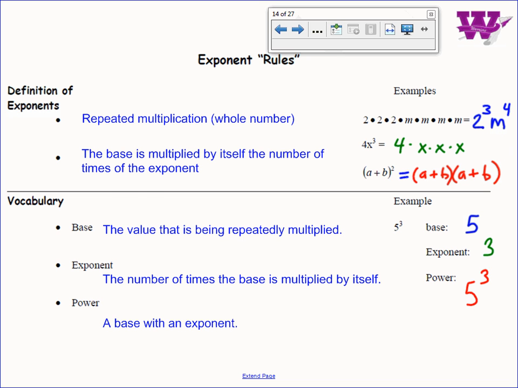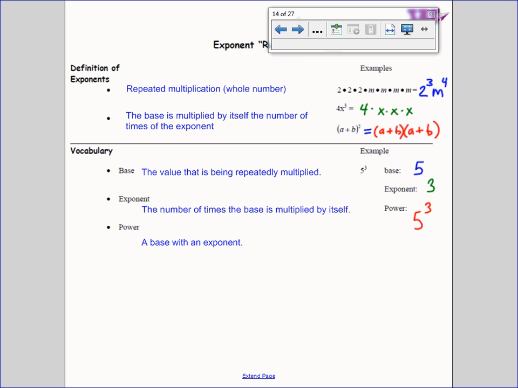Carson? Absolutely. Margot? So like, if the 4x cubed, that example, if you were asking for the power, would it just be x cubed or would it be 4x cubed? X cubed is the power in the term 4x cubed. That's correct. 4 is a factor in front with multiplication. The power would be x cubed. Good question.